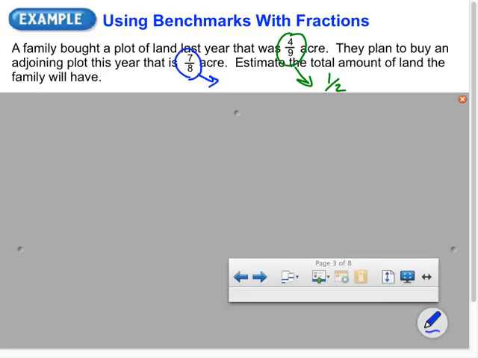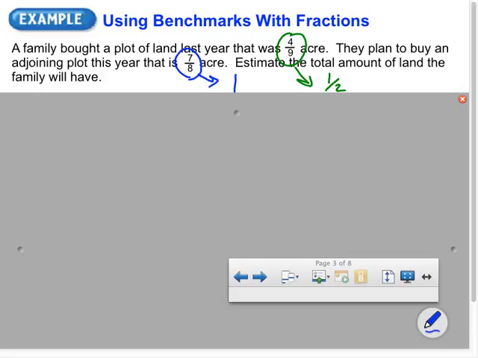Class, what do you think 7/8 of an acre is? It's either 0, half, or 1. Class? 1. Okay, I heard half. I heard 1. Who thinks half? Who thinks 1? Why did you say 1? Can somebody explain to me why they said 1? Somebody? One person? Anea. Because 7 is like 1 point away from, it's really close to 8. They're almost equal. Yes, so we're going to say 1.